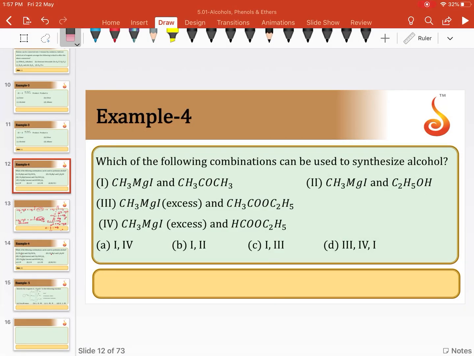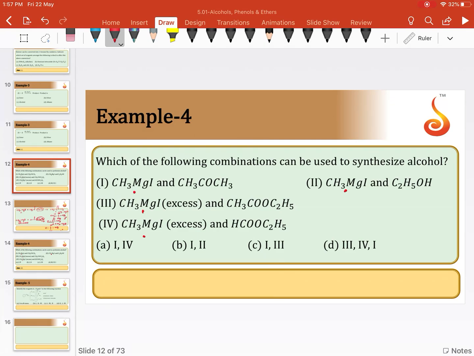Which of the following combinations can be used to synthesize alcohol? If you see, in all the 4 options we have Grignard's reagent here. How to prepare alcohols from Grignard's reagent? Formaldehyde reacts with Grignard reagent to give primary alcohols.